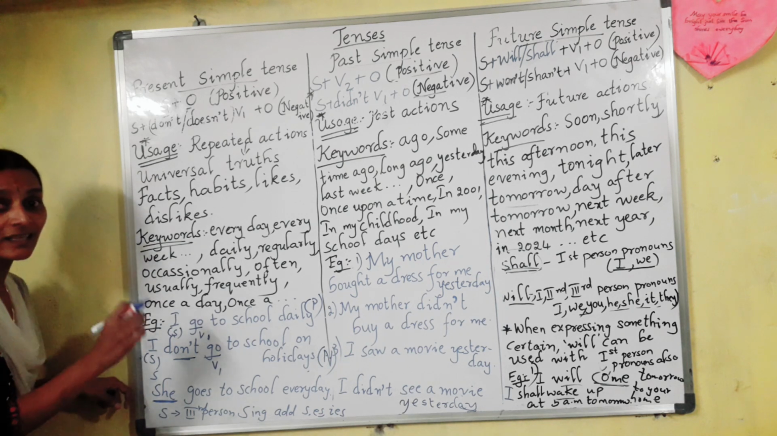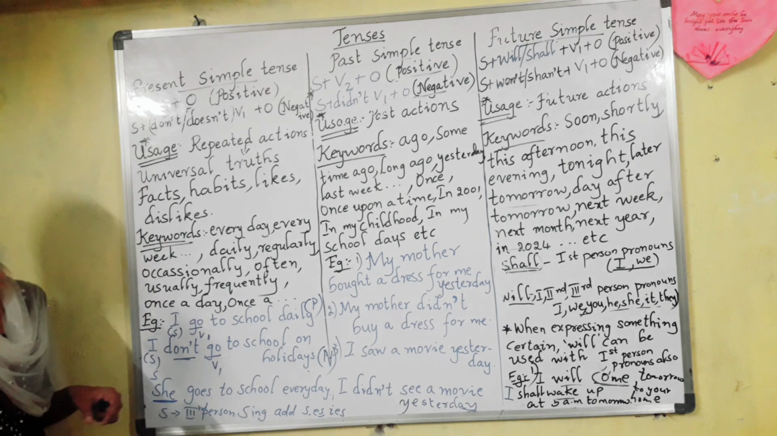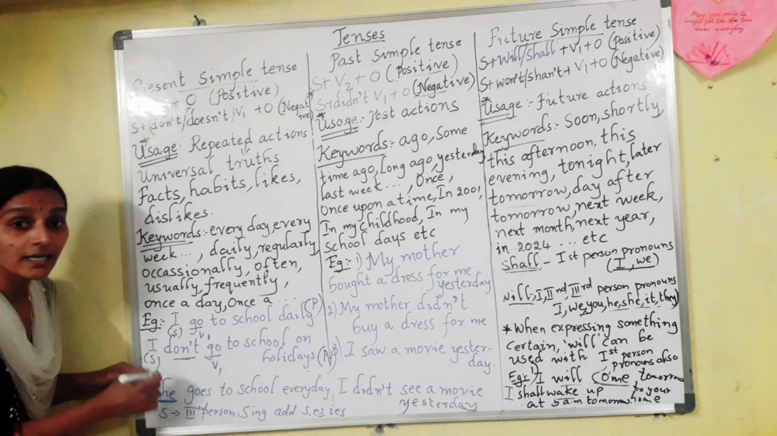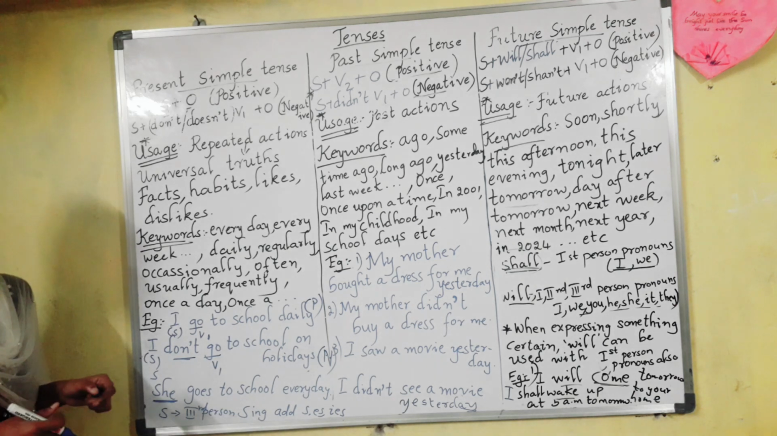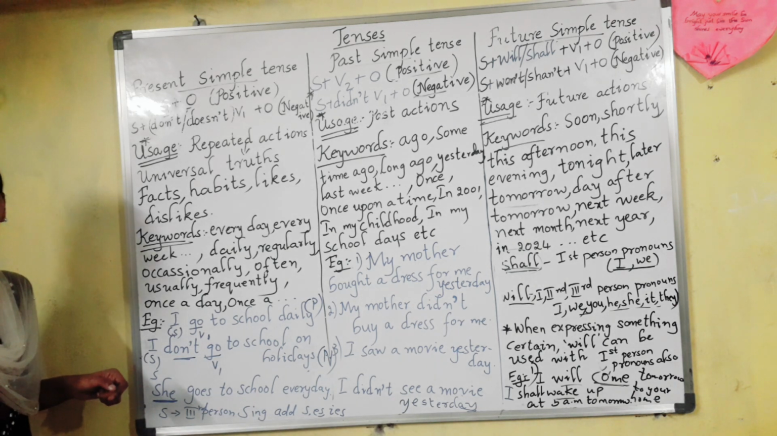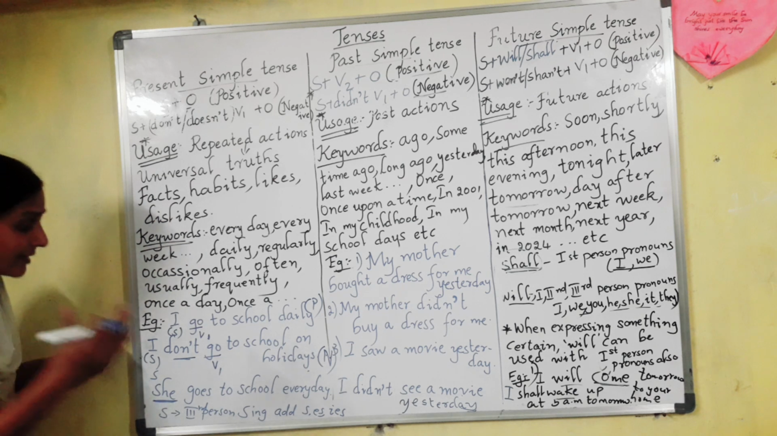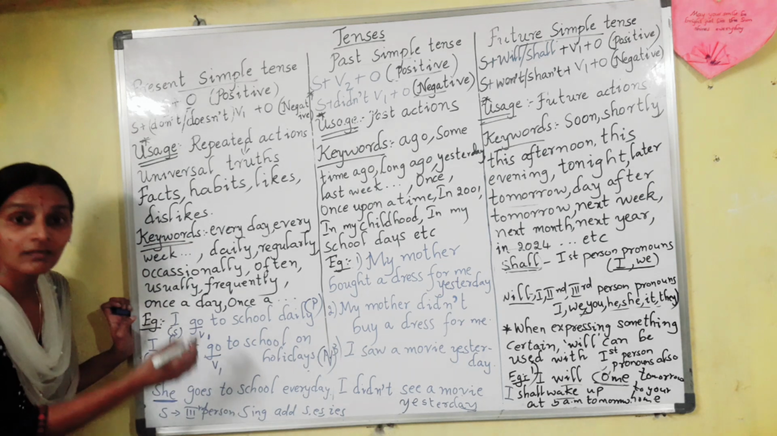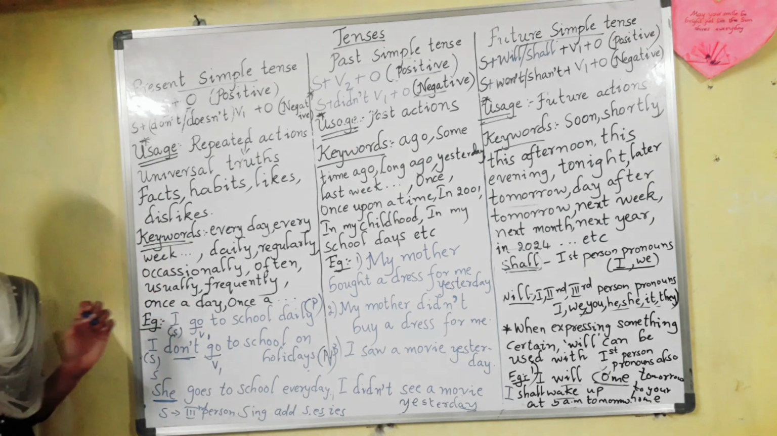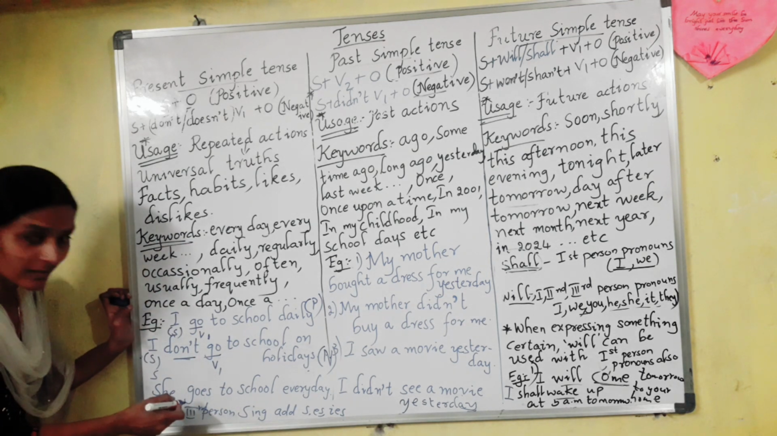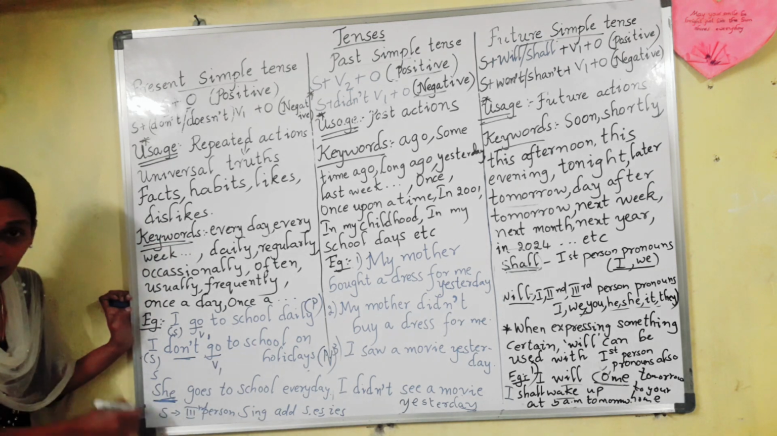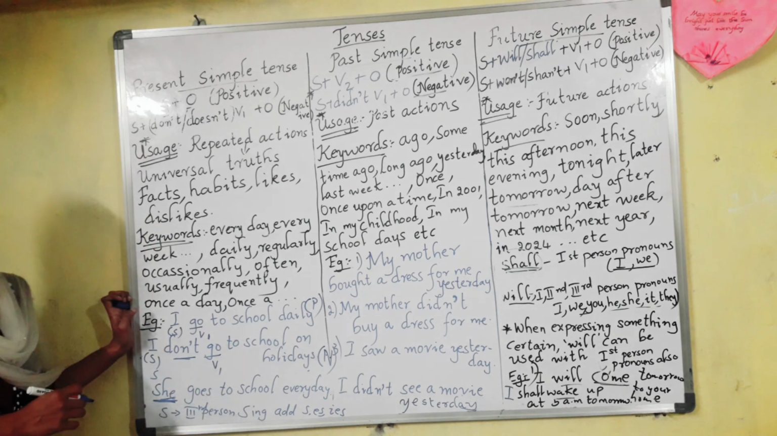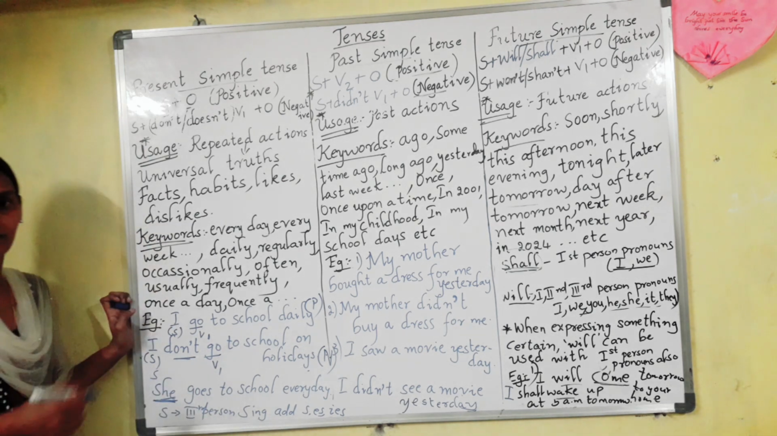If the subject in that particular sentence is third person singular, meaning he, she, it, or any name, then we should add s, es, or ies to the verb. So in this sentence, the subject is third person singular, so to the verb, we added es.